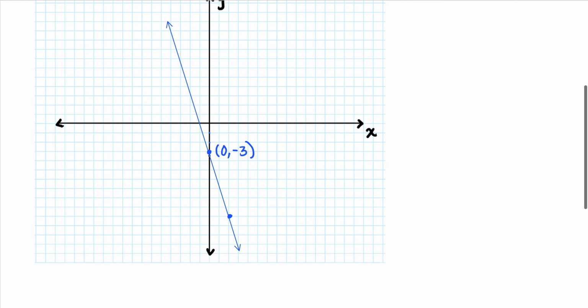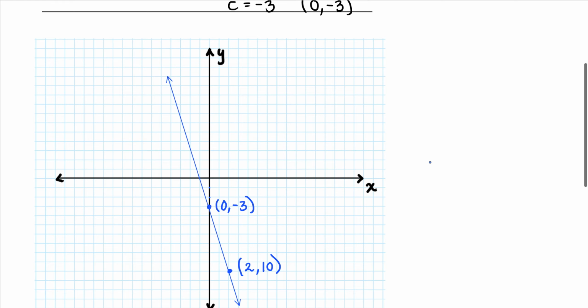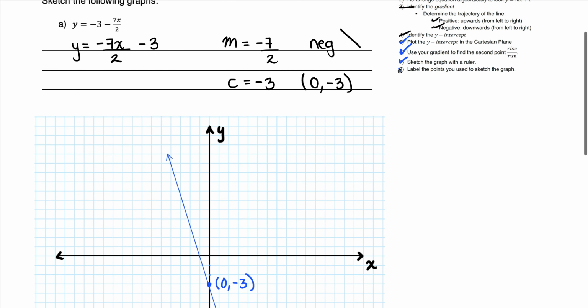So you can count, or I also know that how many did I went across? I went across 2. Agree? And I was in -3, and I went downwards another 7. That means that this point is 2, -10. Wonderful. And with that, you have finished doing your sketch of the graph.